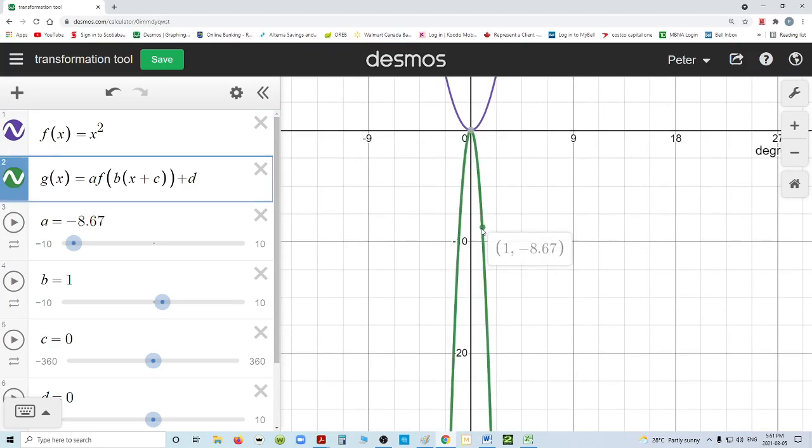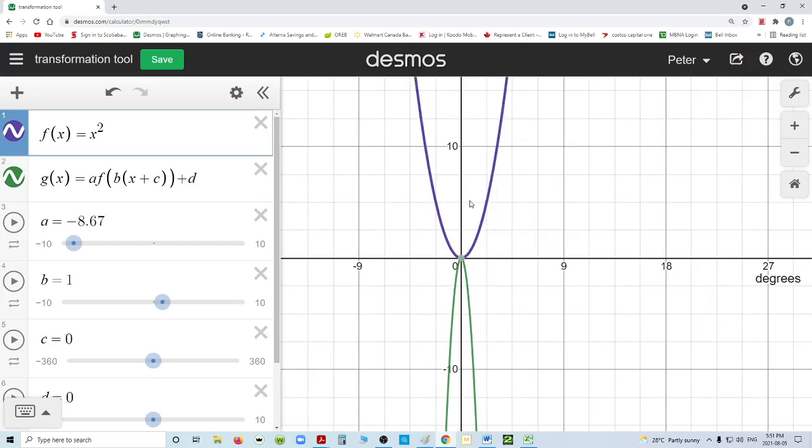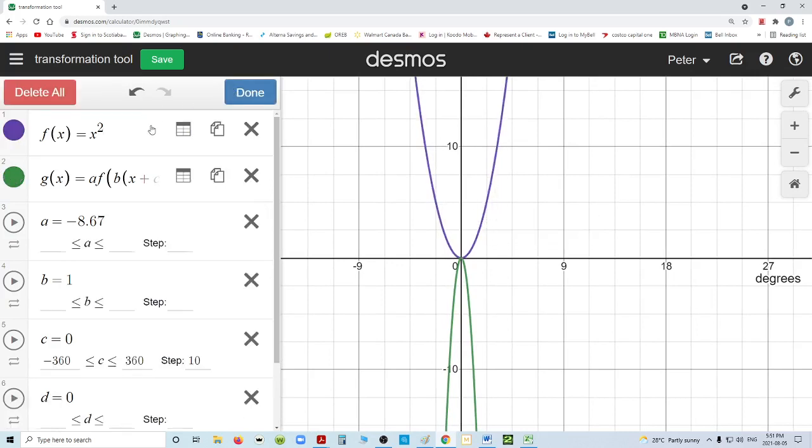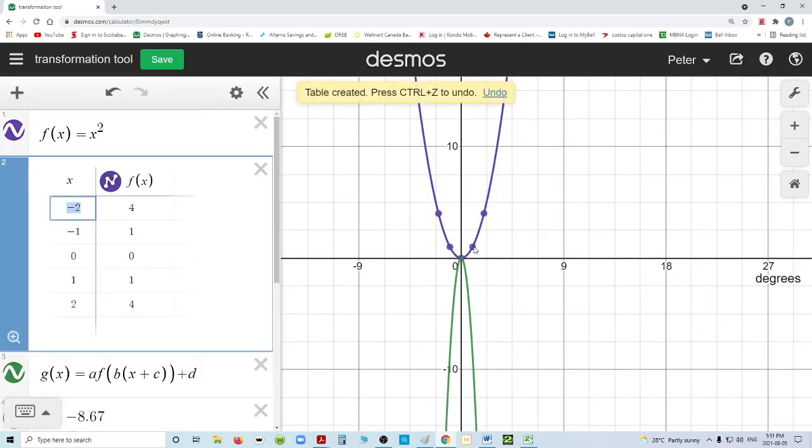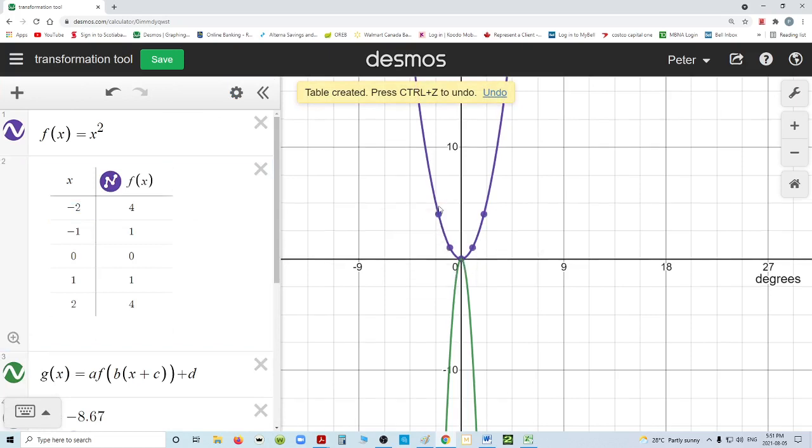Almost. Okay, there it is. See, 1 comma -8.67. So all my original y values simply got multiplied by -8.67. And that makes it very easy if you know the standard y values or x values. If you know these 5 coordinates, you can easily translate them.